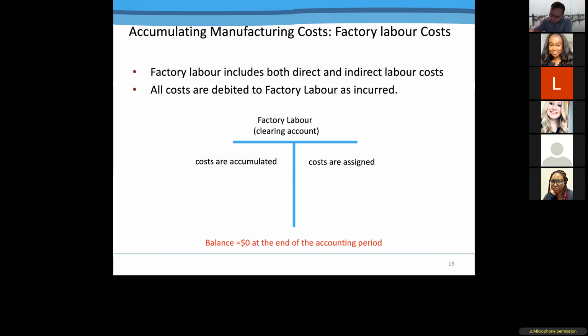Sorry, can you repeat the question? Isn't the permanent account the one that you constantly have money coming in and out of, and the other one is one that you have to zero out at the end of the year? Yeah, that's exactly it. Very good. Could I take a stab at it, Professor?